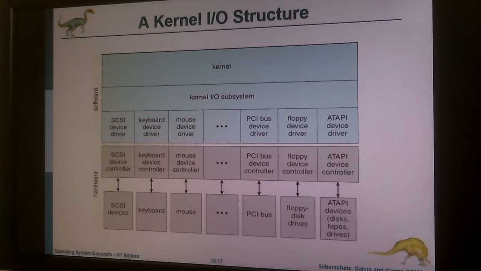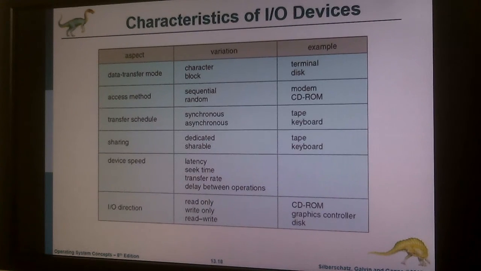Anyways, we have the drivers, and we have the controllers. As you know, every physical device is a bunch of mechanics and electronics, so they really need a way of communicating electronically. So they have controller boards, PCBs. These are controller boards or microcontrollers with firmware on them. And finally, we have the physical devices right here: a SCSI device, a keyboard, a mouse, PCI bus, etc. This is the general structure and characteristics.